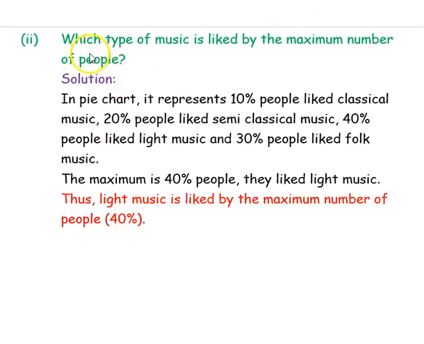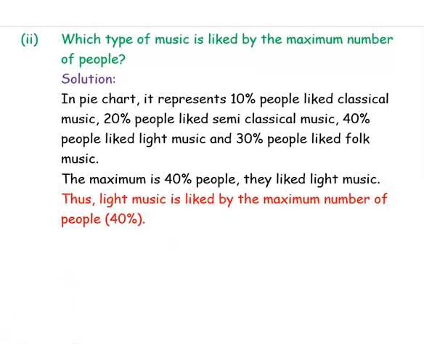The second part of the question is, which type of music is liked by the maximum number of people? In the pie chart, 10% like classical music, 20% like semi-classical music, 40% of people like light music, and 30% like folk music. So the maximum is 40%. The 40% is against people who liked light music. Thus we can conclude that light music is liked by the maximum number of people, that is 40% of the people.